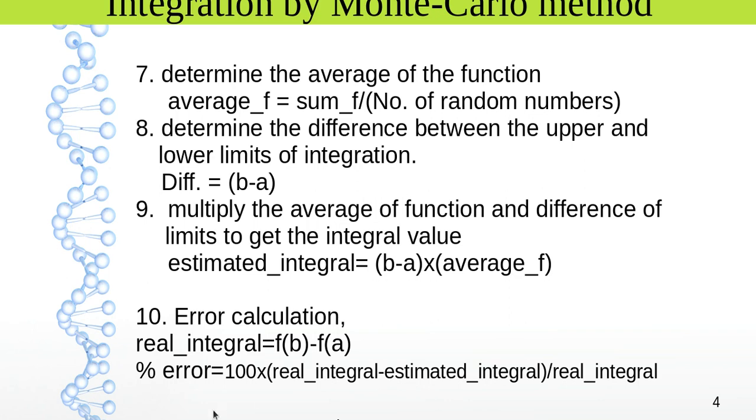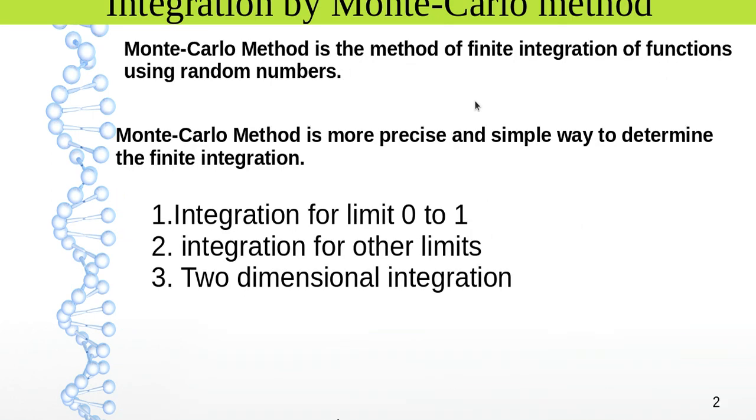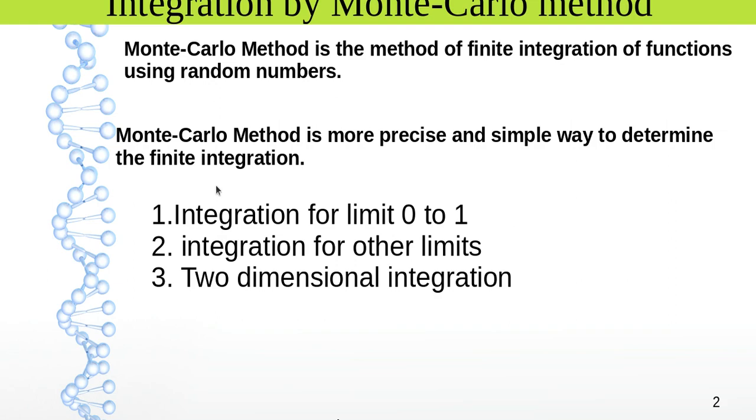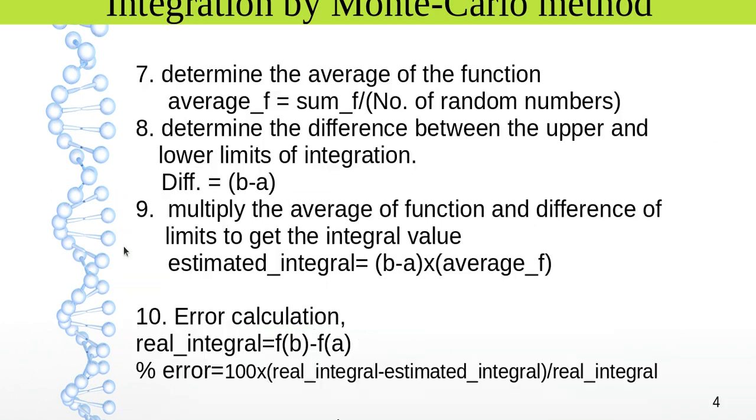So this is how we can calculate the percentage error in determining the value of the integral by Monte Carlo method. In this way we can estimate the integral value by Monte Carlo method. So this is the simple definition, and these are the cases that we are going to deal with, and this is the algorithm for determining the integral value and error calculation.